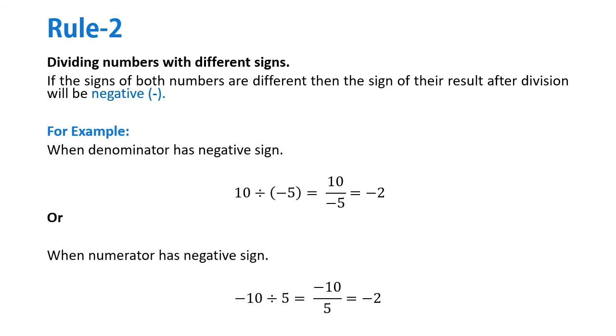Rule 2. Dividing numbers with different signs. If the signs of both numbers are different, then the sign of their result after division will be negative. For example, when denominator has negative sign, 10 divided by -5 equals -2. Or, when numerator has negative sign, -10 divided by 5 equals -2.